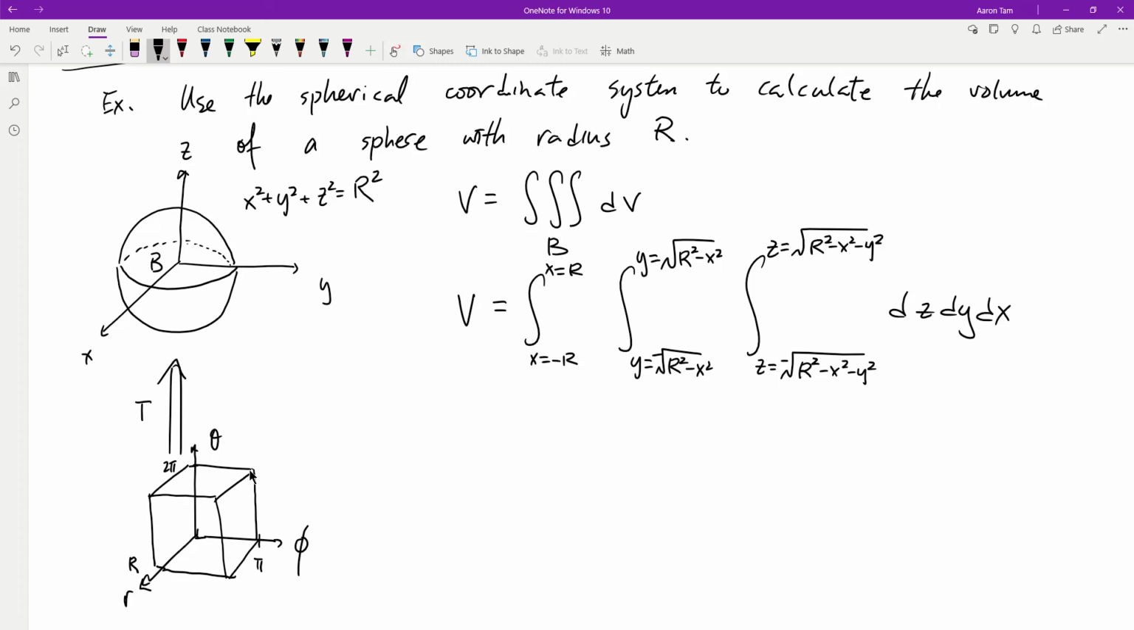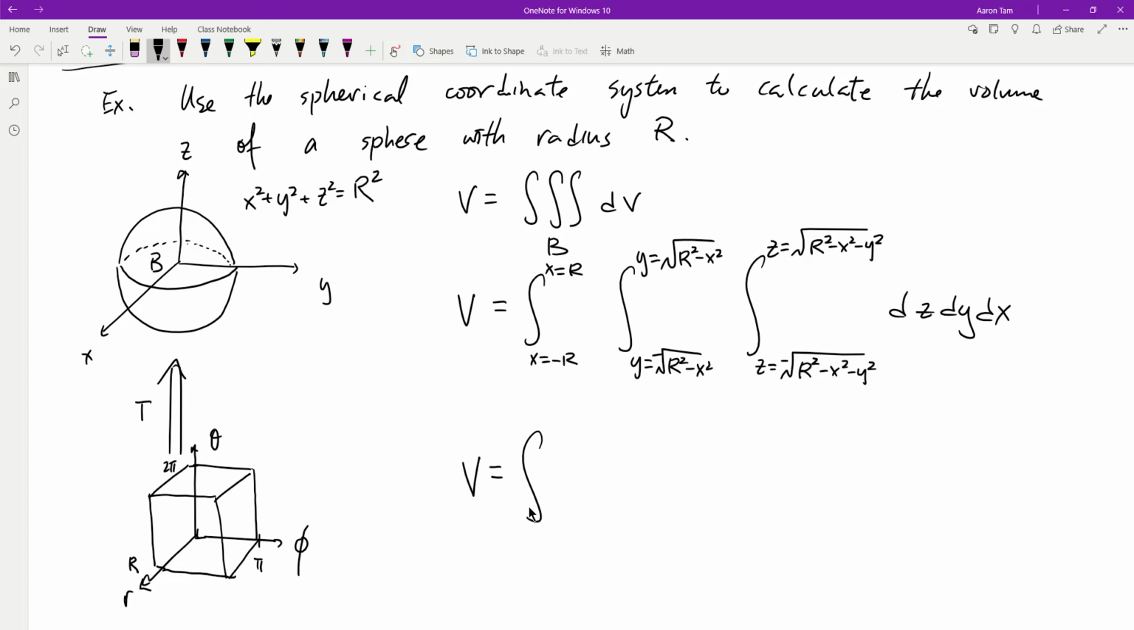Guess what? The region in r, phi, theta that describes the entire sphere is actually a coordinate rectangle, where theta goes from 0 to 2 pi, phi goes from 0 to pi, and lowercase r goes from 0 to capital R. So now I can simply rewrite this integral into the spherical coordinate system.